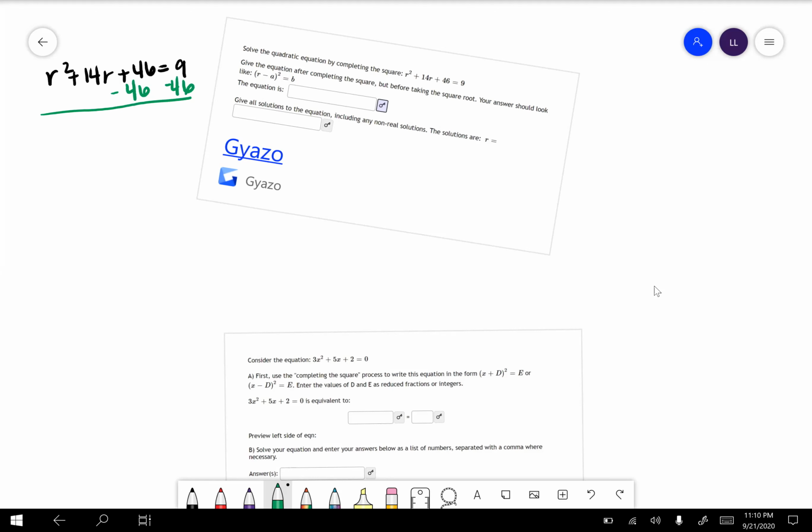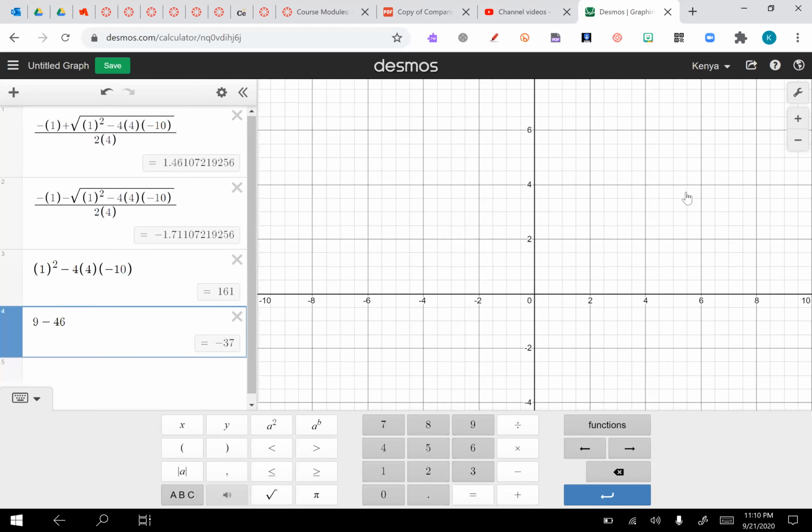All right, because we want that first two terms to stay over there so that we can go ahead and complete the square with it. So r squared plus 14r is equal to 9 minus 46. 9 minus 46 is, I want to say, negative 37. Let's use decimals to check our answer. I was right, it's negative 37. So let's go ahead and go back to our problem to finish it up.